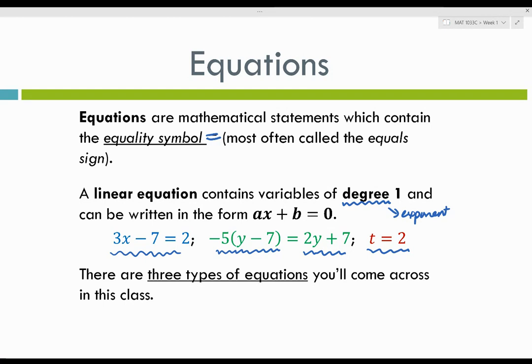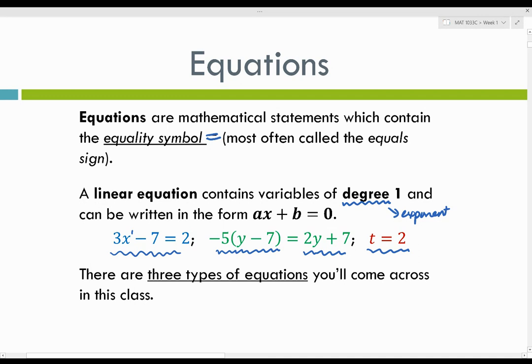If you take a look at this first equation, 3x minus 7 equals 2, we see that it has a variable. The variable in this equation is x, and its highest exponent is a 1. Even though I don't see a physical 1 here, anytime I have a variable that doesn't have a superscript, it is understood that its power, or its exponent, or its degree is 1. If the degree was higher than that, it would be a different type of equation. All of the equations that we look at in this section will have a degree of 1.